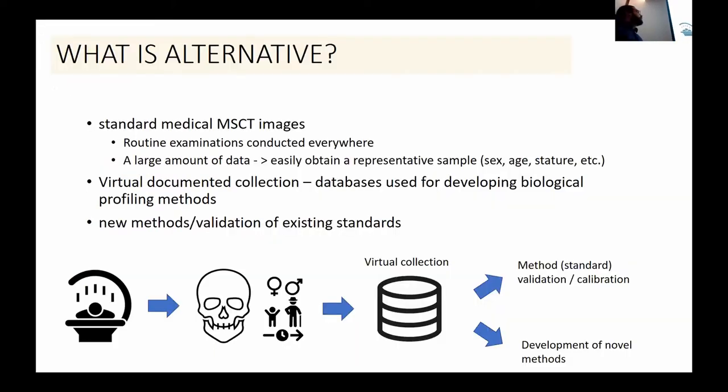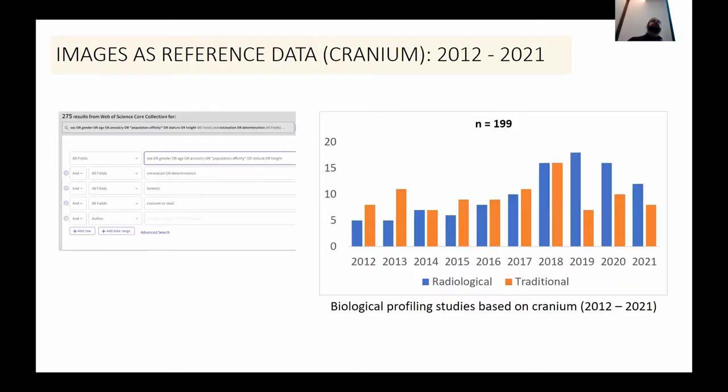So what is the alternative? In my opinion, it is the use of medical MSCT images that are used in everyday examinations conducted everywhere in the world. This way we can easily obtain a large amount of data and pick a sample according to our needs to be really representative of the population we are looking for. So we can develop virtual documented skeletal collections instead of physical ones, which can be used to validate and calibrate existing standards, but also to develop and introduce some new methods.